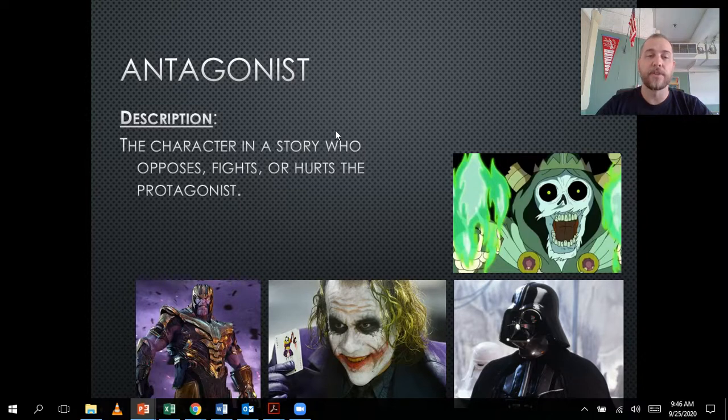And so this is what builds tension in your story. You want to have your protagonist and you want to have someone or something that's working against your protagonist. If you don't have those two things, it's really hard to build interest in a story.